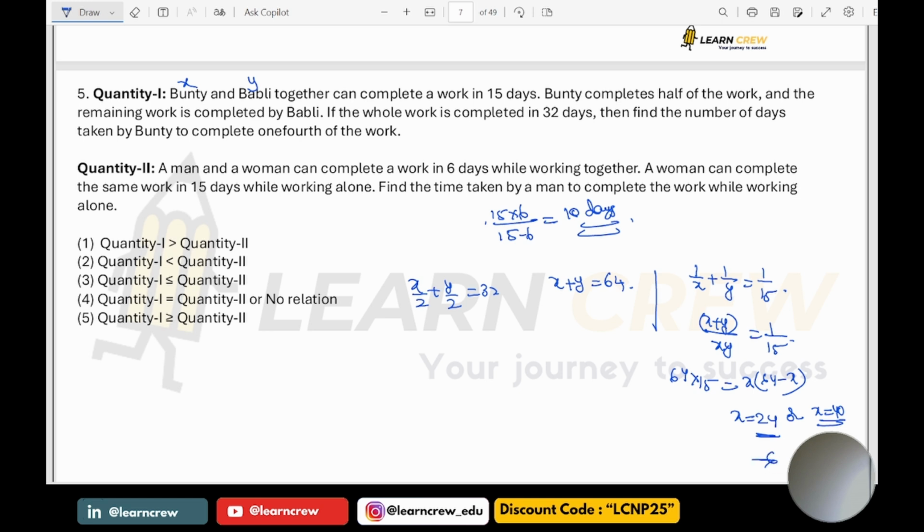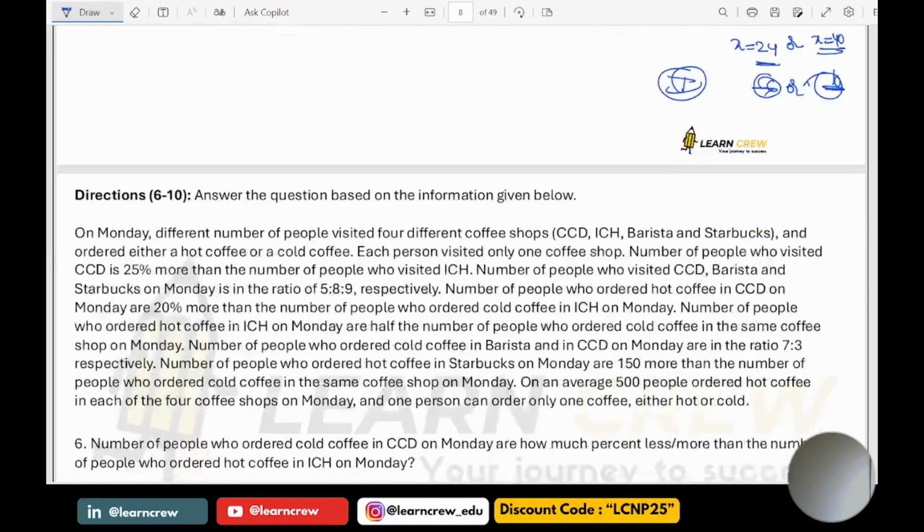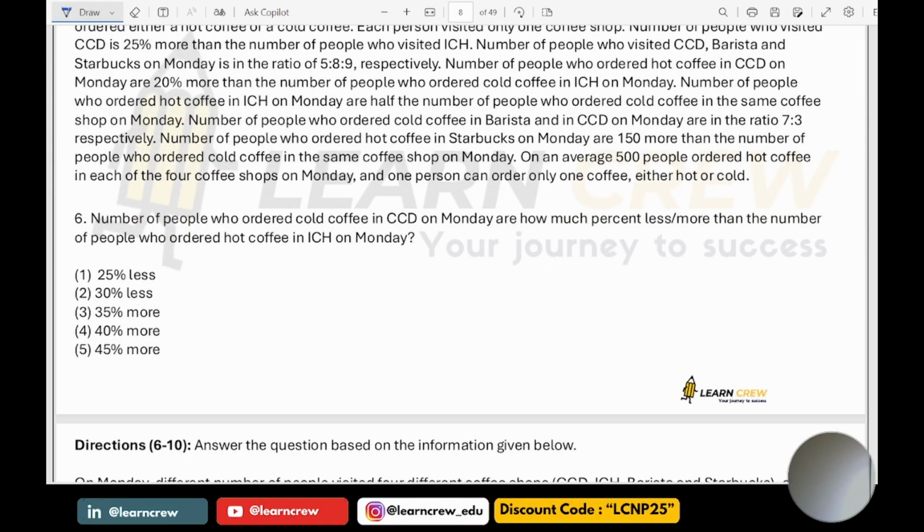Whereas in the option you have, quantity 1 can be 6 or 10. If it is 6, it is less than 10. If it is 10, it is equal to 10. So quantity 1 is less than or equal to quantity 2. Quantity 2. Next.